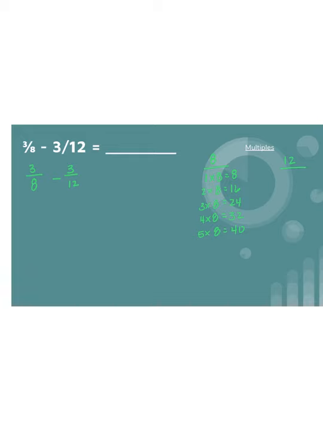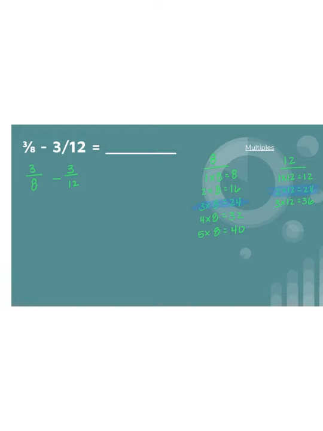Okay, so I'm going to start with 1 times 12 equals 12. 2 times 12 equals 24. 3 times 12 equals 36. Okay, so I don't have to go any further because I've already found my least common multiple. I have a 24 right here in my 8 column, and I also have a 24 right here in my 12 column. So the least common multiple for both of those will be that 24.